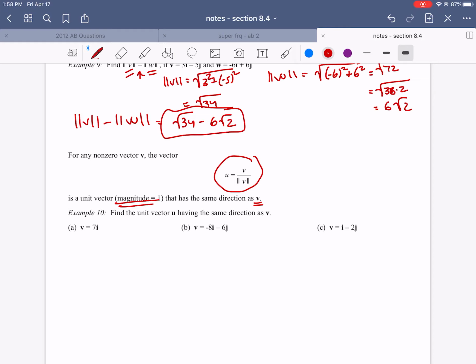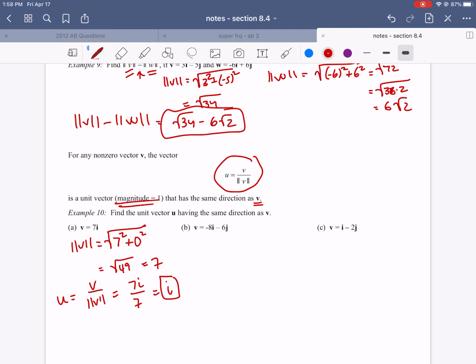On letter A, the first thing we need to do is find the magnitude of this vector v. This will be the square root of the first component squared, which will be 7 squared, plus the second component, which is 0, since there is no j component there. So this ends up being the square root of 49, and the square root of 49 is 7. Therefore, my unit vector, which we'll call u, which is v divided by the magnitude of v, is going to be 7i divided by 7, and the 7s cancel, so that's just going to give me the vector i.